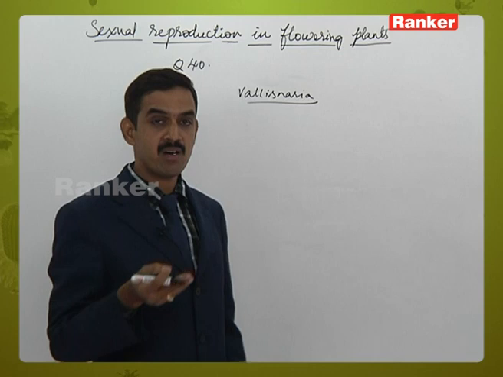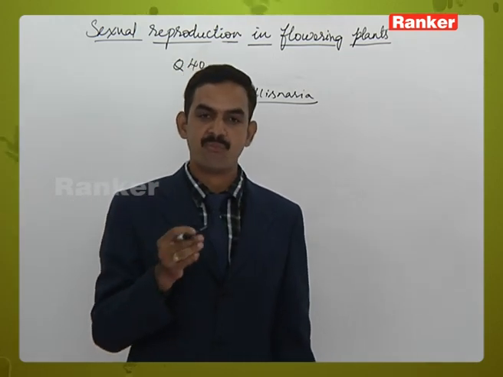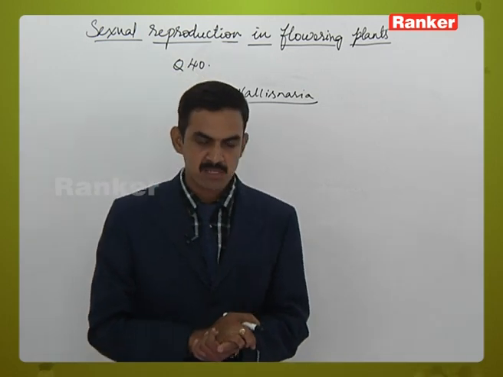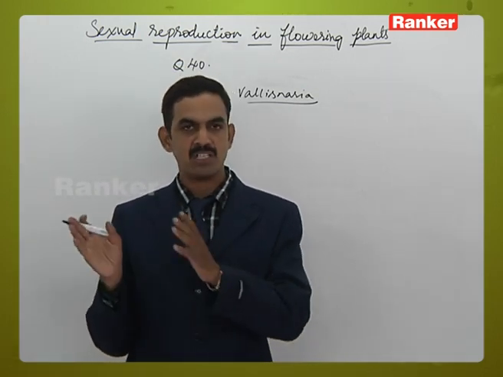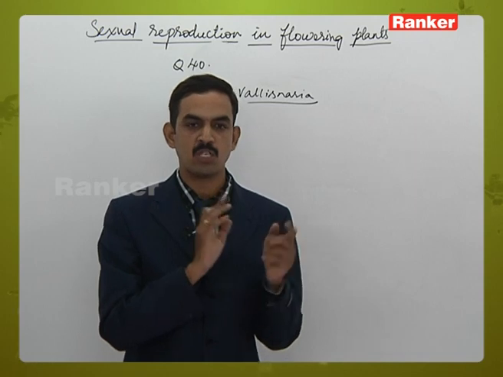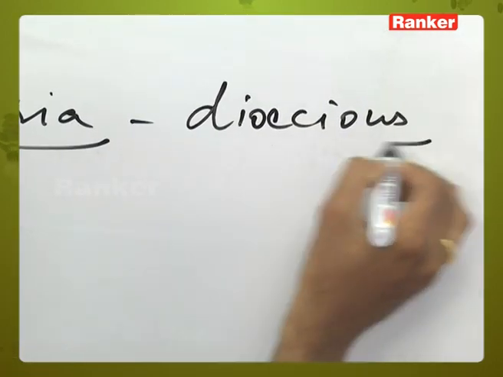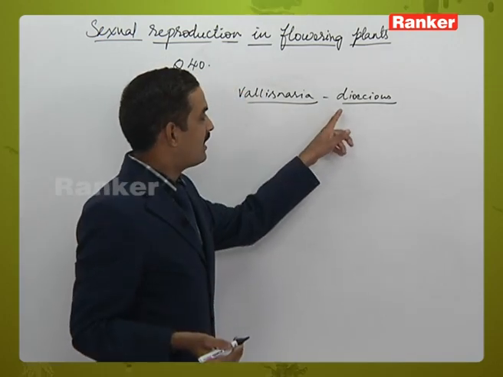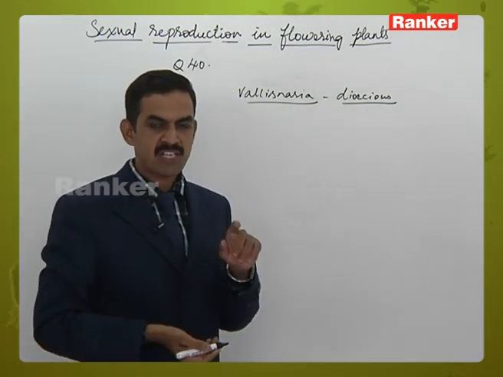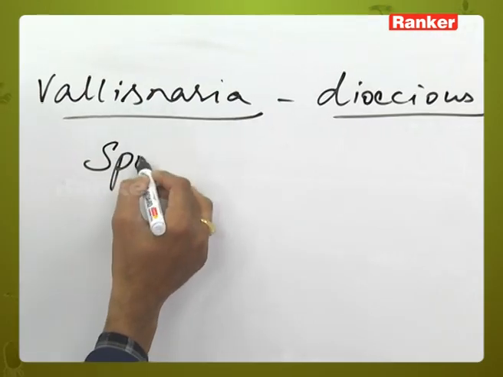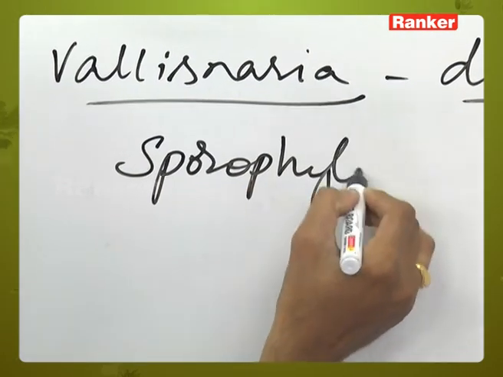Vallisneria is a submerged rooted hydrophyte which is dioecious in its nature. Dioecious means male flowers are present on one plant, and female flowers are present on another plant. It is dioecious. And when you say male flowers on one plant and female flowers on another plant, it is related to the sporophyte generation.